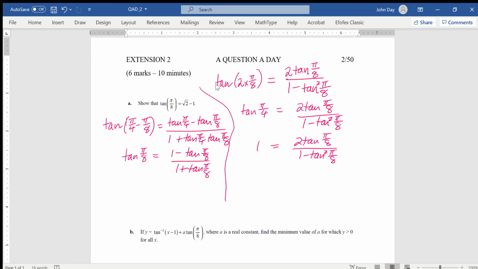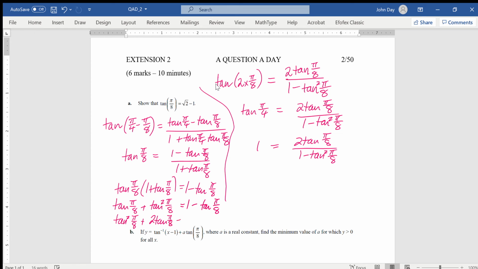I think if you rearrange that, like do tan of pi on 8 times 1 plus tan of pi on 8 equals 1 minus tan of pi on 8, you'll get tan of pi on 8 plus tan squared of pi on 8 equals 1 minus tan of pi on 8. So you will get tan squared of pi on 8 and 2 tan pi on 8 minus 1 equals 0. You get a quadratic. This is going to give you the same thing.